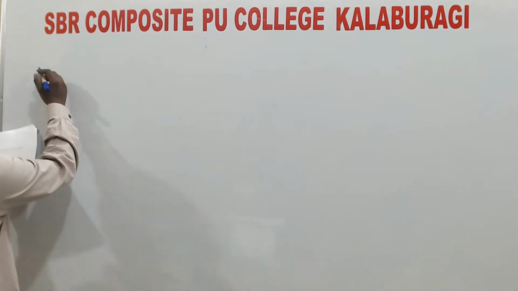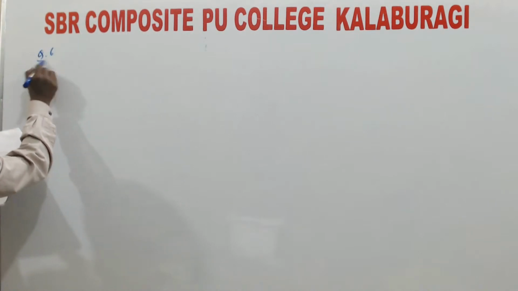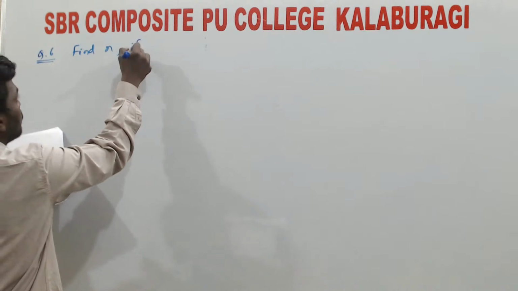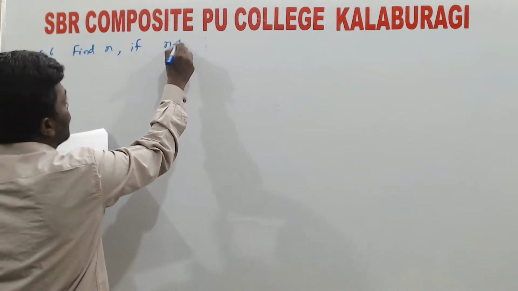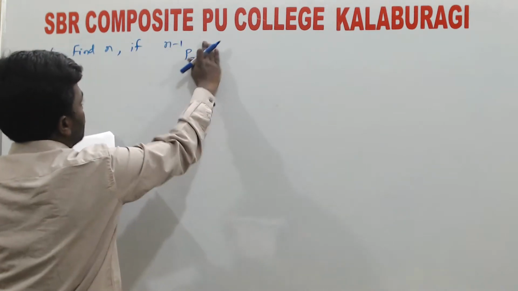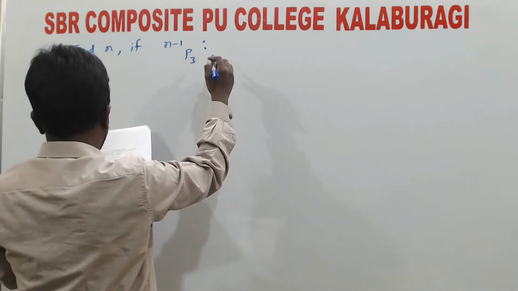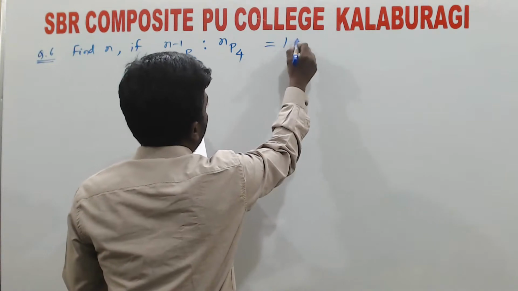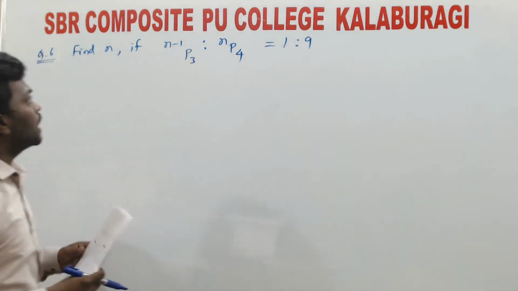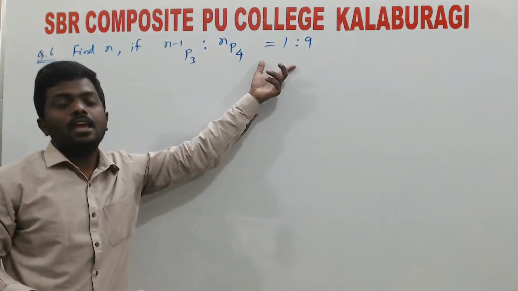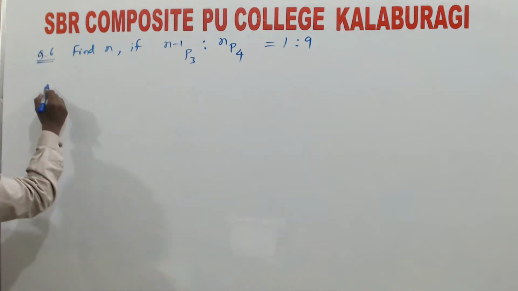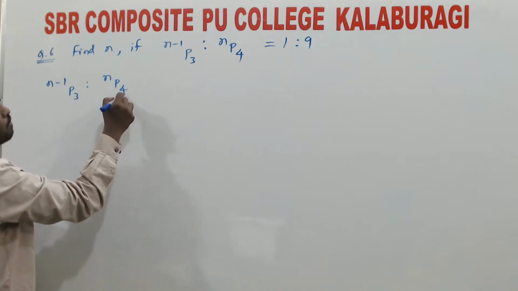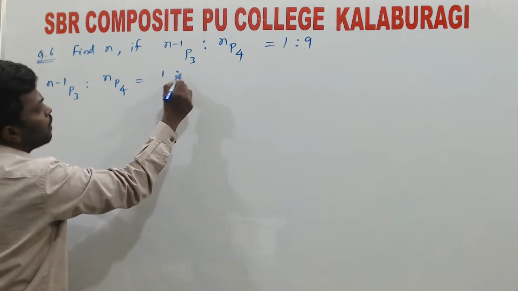Okay, so question number 6 is, find n if n minus 1 P3 is to n P4 equal to 1 is to 9. So find n if this is the condition given. Okay, so now let me solve. n minus 1 P3 is to n P4 is equal to 1 is to 9.